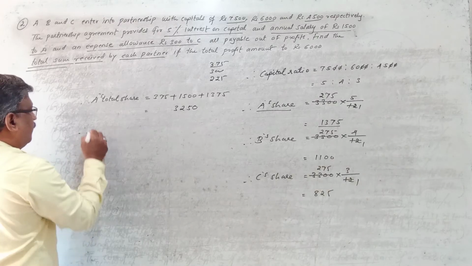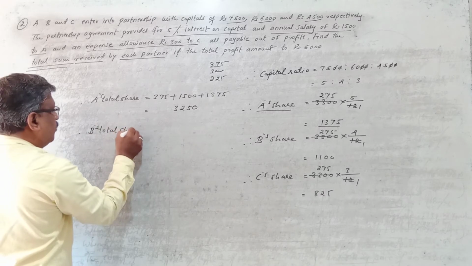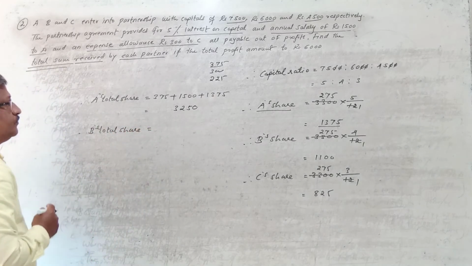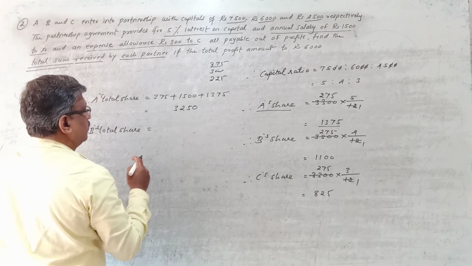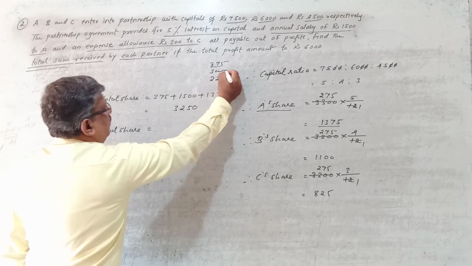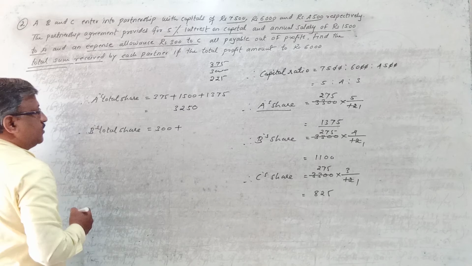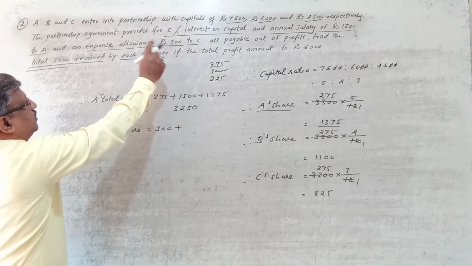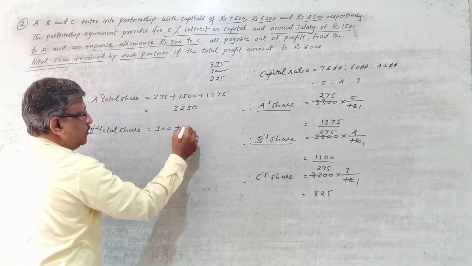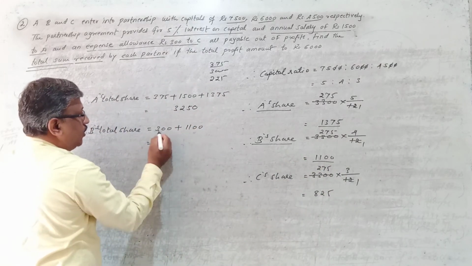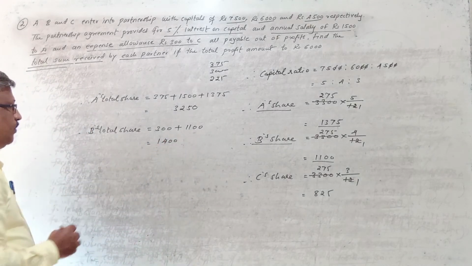Like that, you have to find out B's total share. What is B getting? He is getting interest on capital, 300. Plus, he is getting neither salary nor expense allowance, but he is getting a share out of balance profit, 1,100. So add that 1,100. If you make the total, you will get 1,400. So this is B's total share.